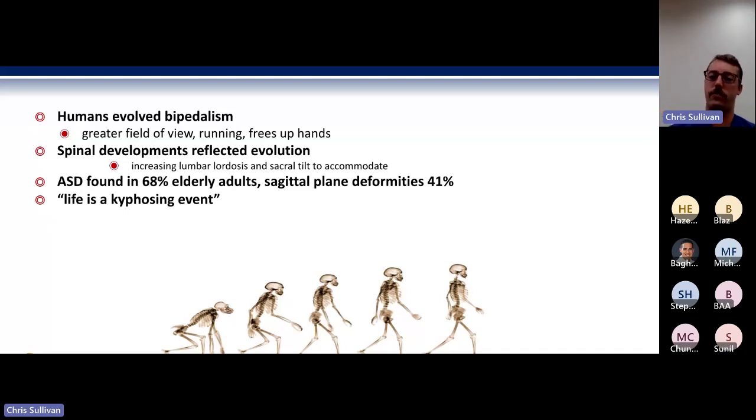Epidemiology studies have shown that adult spinal deformity is very prevalent. Over 60% of elderly adults have some sort of spinal deformity, with sagittal plane deformities in at least 40% of elderly adults. As the quote that has come up several times goes, life is a kyphosing event, where we've evolved to get this upright spine, and over time, as we age, we slowly become more and more kyphotic and almost regress backwards.